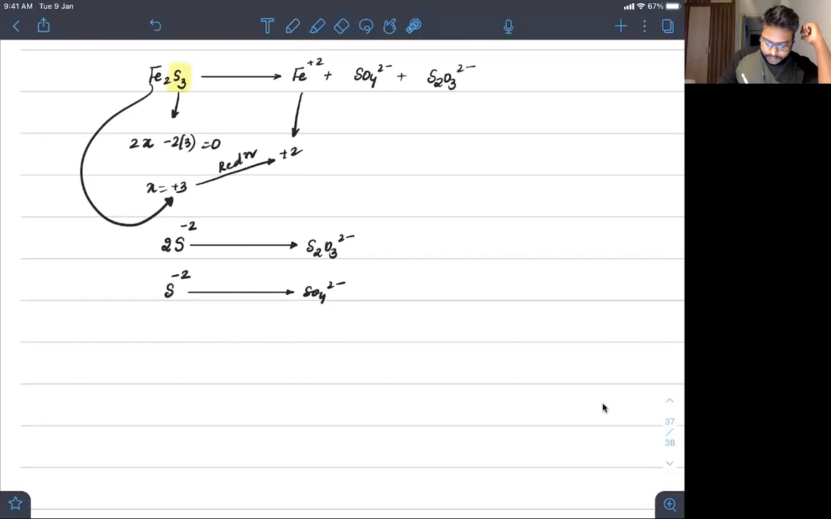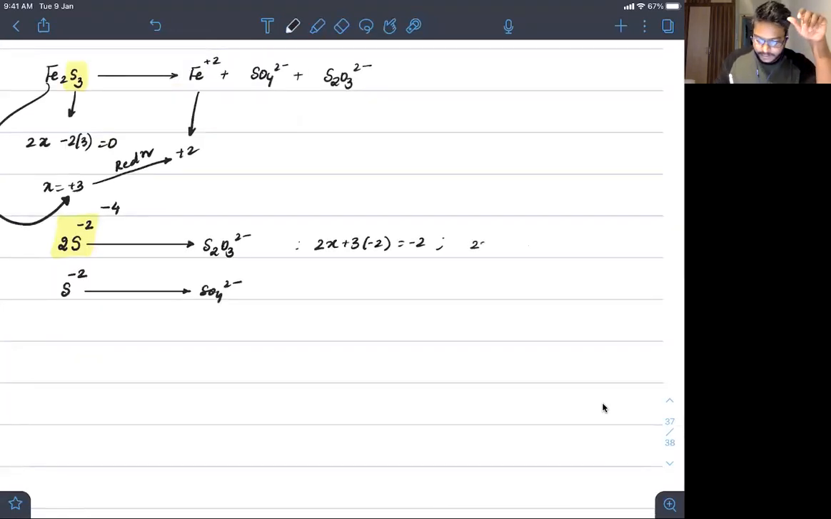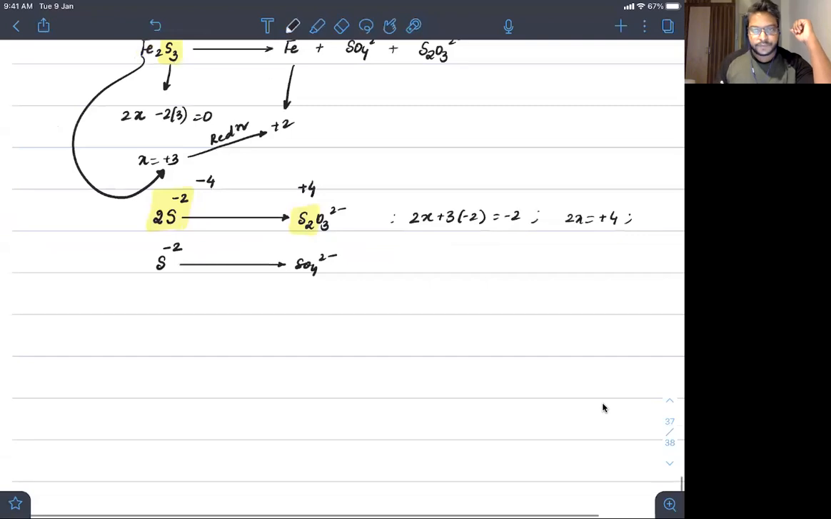And there are 2 sulfurs here. With the 2 sulfurs included together, how much is the charge? For 2 sulfurs, the overall charge is -4. Let us see what is the charge on 2 sulfurs on the other side. So 2x plus 3 times -2 is overall equal to -2, which makes 2x equal to +4. So overall for 2 sulfurs here, the charge is +4. This is for 2 sulfurs.